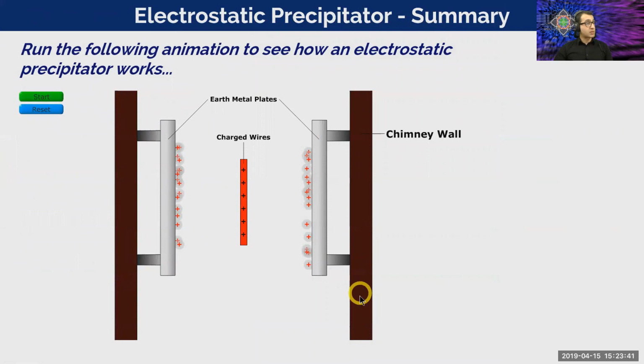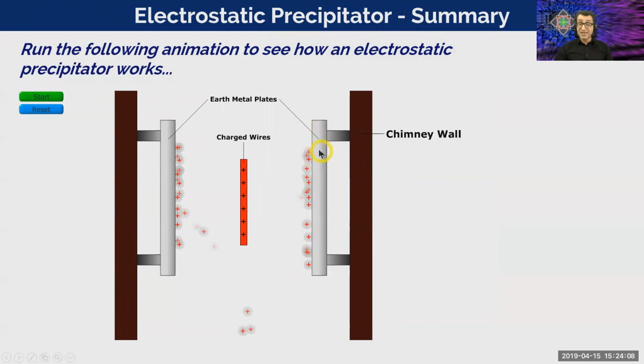Here we have the chimney wall. This is the inside of the chimney leading from the power station, where the exhaust gases are rising up. Here we have the positively charged wires, and we have the earthed metal plates on the sides of the chimney. What happens is the smoke particles, as they rise up, have positive charges on them, and this causes them to adhere to these earthed metal plates.